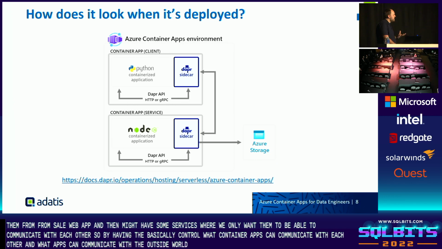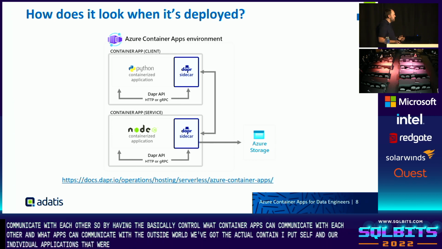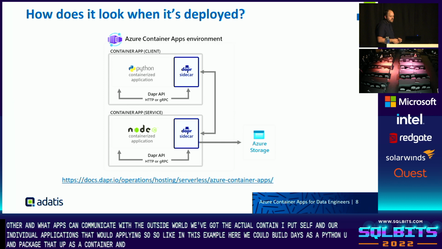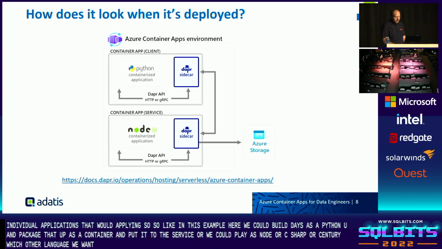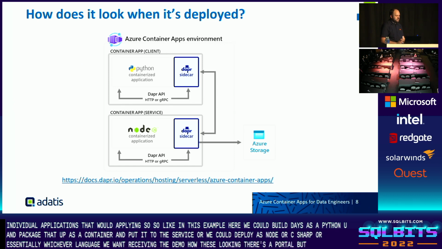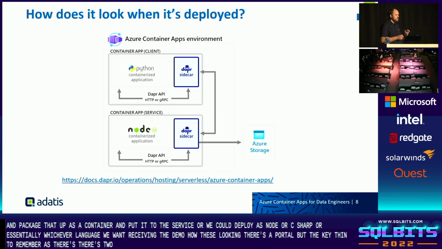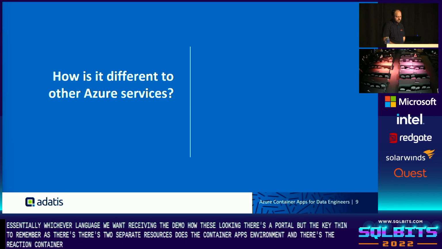So within that Container Apps environment, we've got the actual container app itself. And they're our individual applications that we're deploying. So like in this example here, we could build those as a Python app and package that up as a container and deploy it to the service. Or we could deploy it as Node or C# or essentially whichever language we want. We'll see in the demo how these look in the Azure portal. But the key thing to remember is there's two separate resources. There's the Container Apps environment, and there's the actual container app itself.